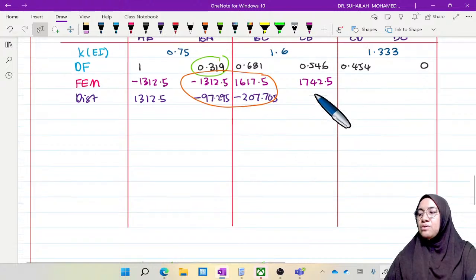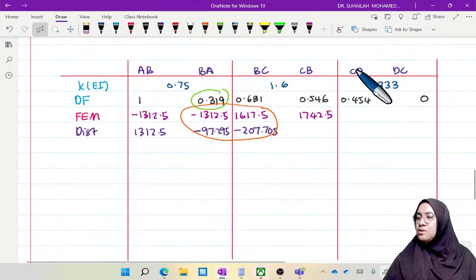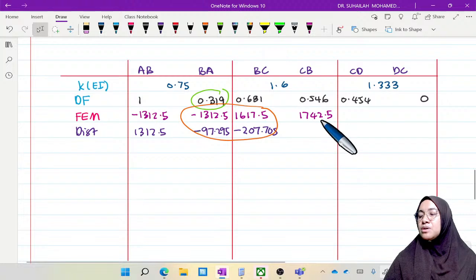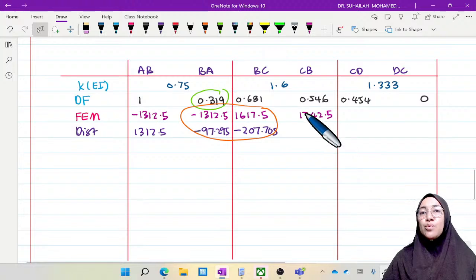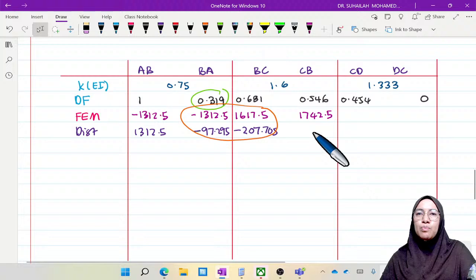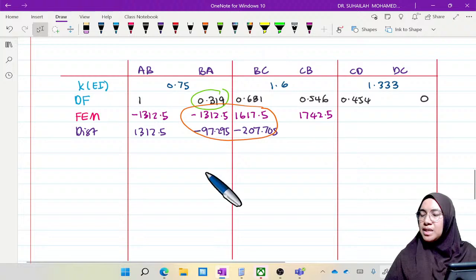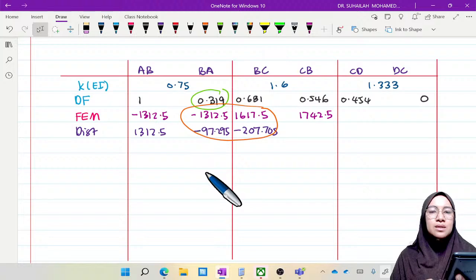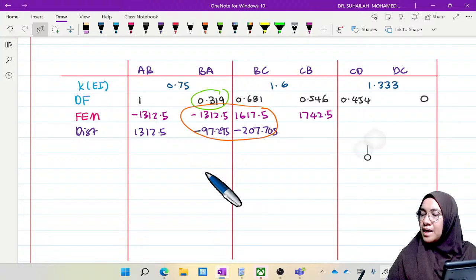So we continue to joint C. The joint moment is negative 1742.5, because 1742.5 is member and moment, and the joint moment is opposite. So the value that we distribute is negative 1742.5 times the distribution factor 0.546. So we get negative 951.405.